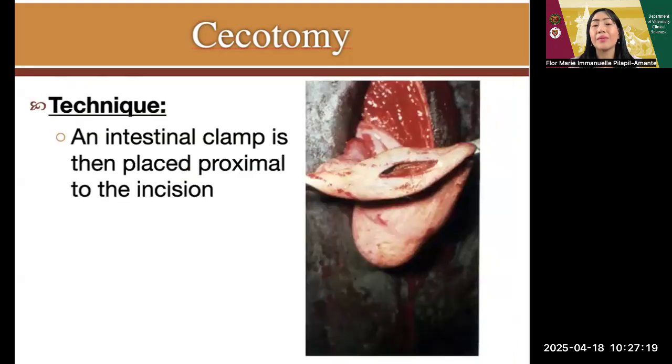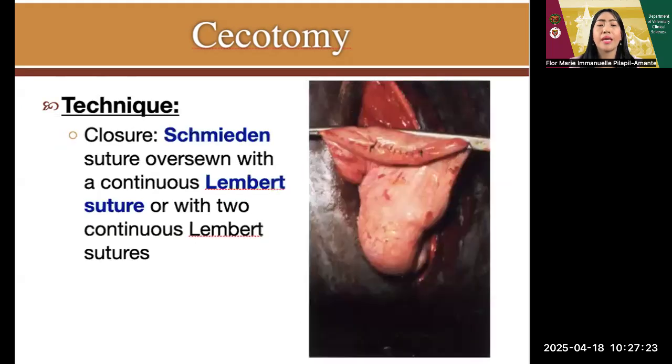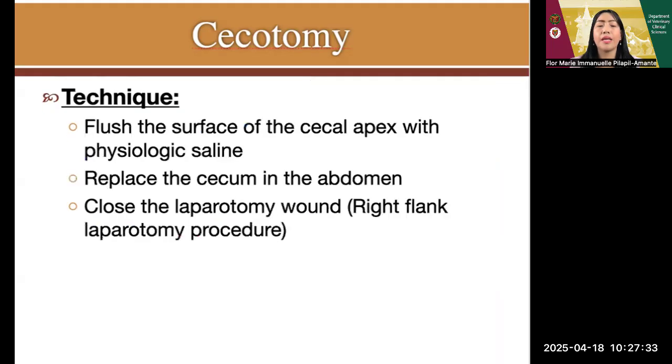An intestinal clamp is then placed proximal to the incision, and the incision is closed using Schmieden inverting suture oversewn with 1 or 2 continuous Lembert sutures. Flush the surface of the cecal apex with saline and put it back inside the abdomen. Close the laparotomy wound as that of the right flank laparotomy procedure.